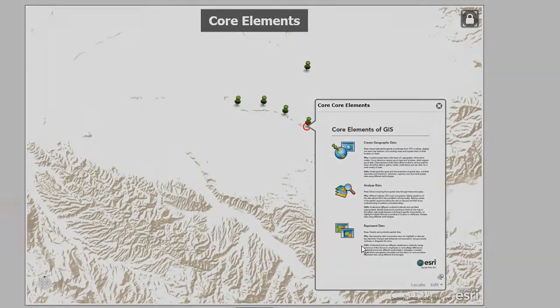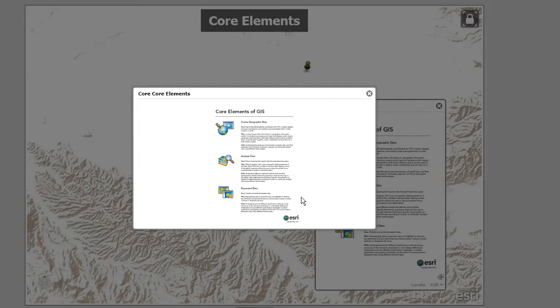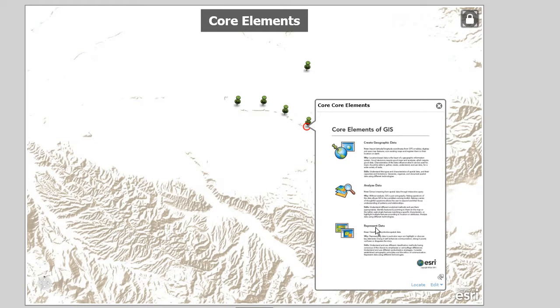The core elements of GIS, we can debate about this, but here's one way of thinking about it. It's to create geographic data, to analyze data, and to represent data. So these could be considered to be core elements of using GIS. You want to be able to create data, whether it's in the field or just on your computer. You want to be able to analyze it, and you want to be able to represent it. You want to be able to cartographically represent it, and you want to be able to communicate it.